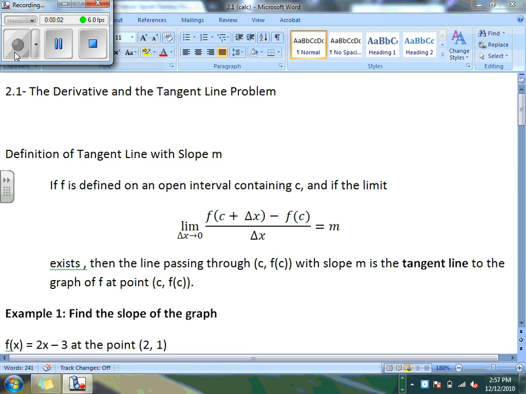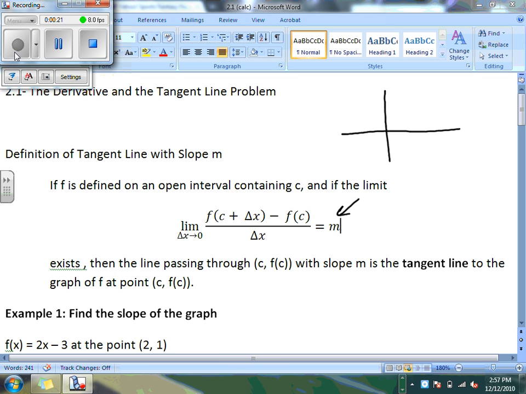Okay, we're moving on to chapter 2, and we're going to start looking at the derivative and the tangent line. When we're talking about finding a tangent line, finding the slope of a tangent line at any given point, we're given this equation right here. And I can explain to you quickly how that equation is formed.